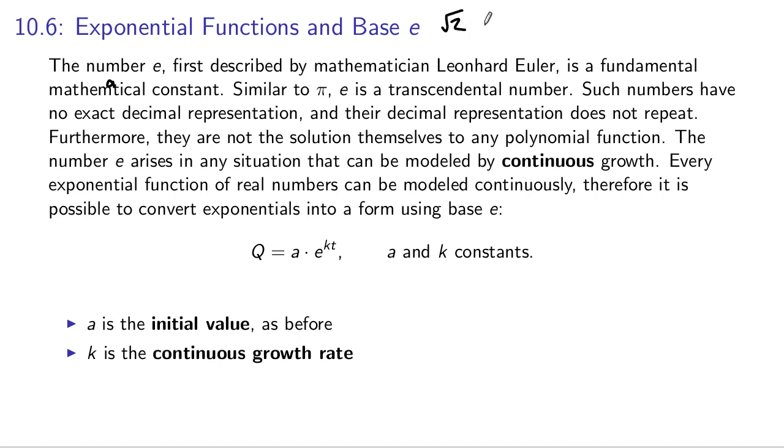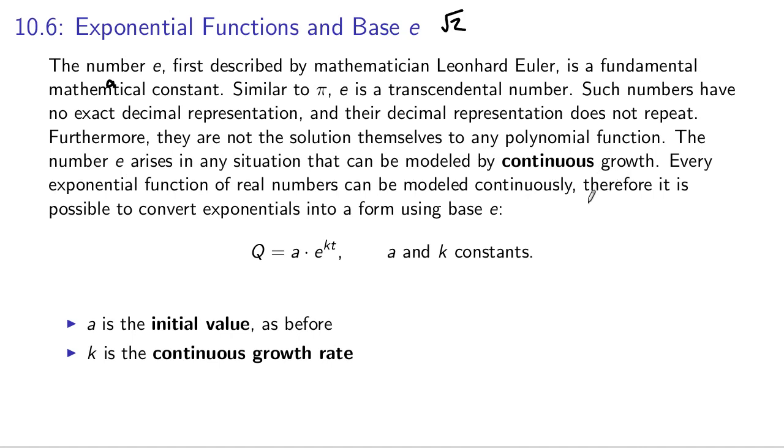The square root of 2, of course, is the solution to a quadratic function, so it's definitely not transcendental. The number e arises in any situation that can be modeled by continuous growth.